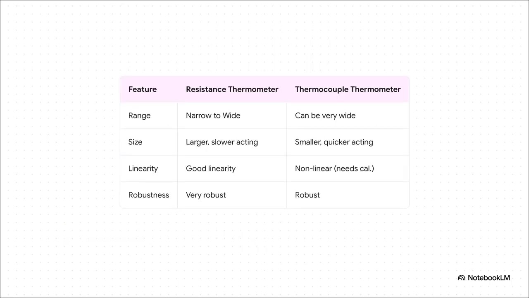So if you're an engineer building something, which do you pick? Well, it's all about trade-offs, as this table shows. A resistance thermometer, it's super accurate and predictable. That linear signal is a dream, but they can be a bit slow and bulky. A thermocouple, it's lightning fast, tiny, and can handle massive temperature swings. The catch? The signal's not linear, so you have to do some extra work to calibrate it. It's a classic engineering puzzle. Do you want pure precision or rugged versatility?